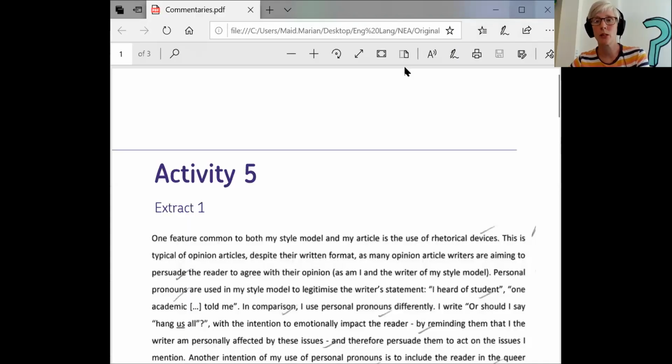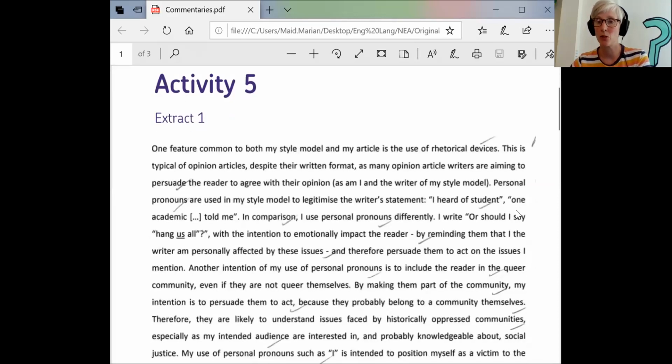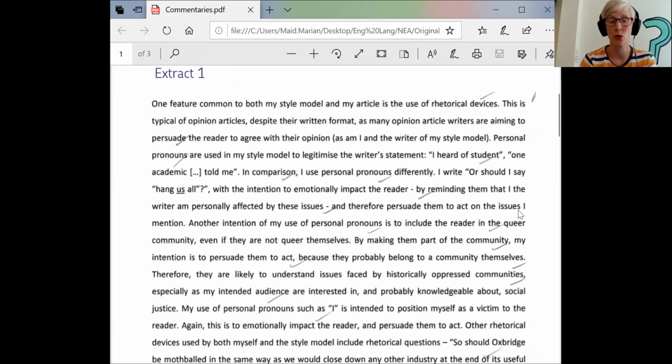And then the other thing I showed you were the examples of the commentaries. Now these are not long enough. These are just extracts, but these are ones that the exam board chose, so they're obviously meant to be good models for you to copy. And I hope you can see the high level of language analysis and the reference throughout to both the style model and the piece of writing they did.